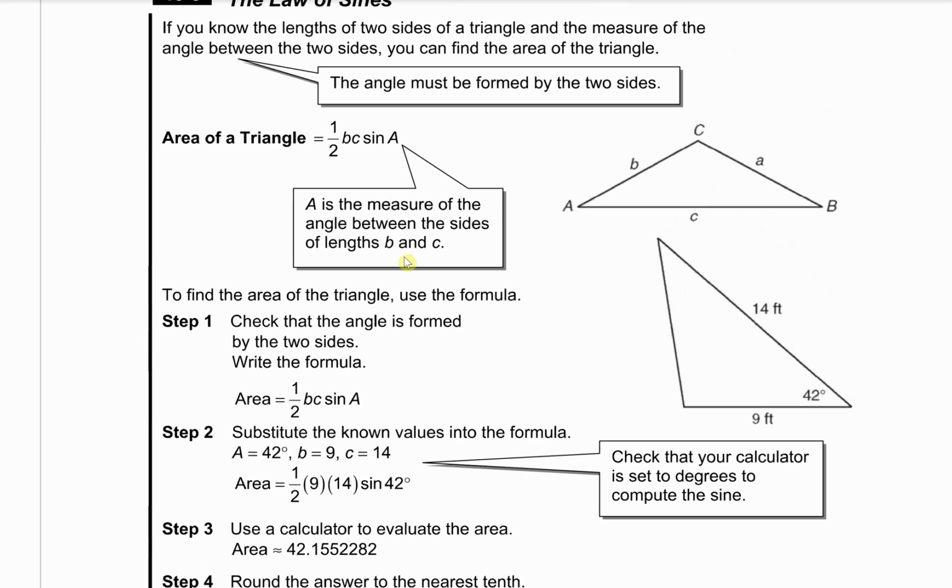So first of all, we have 1/2 BC sine of A. You could also have 1/2, as I said, AB sine of C, or 1/2 AC sine of B. All three of those work. Just depends on what you know.